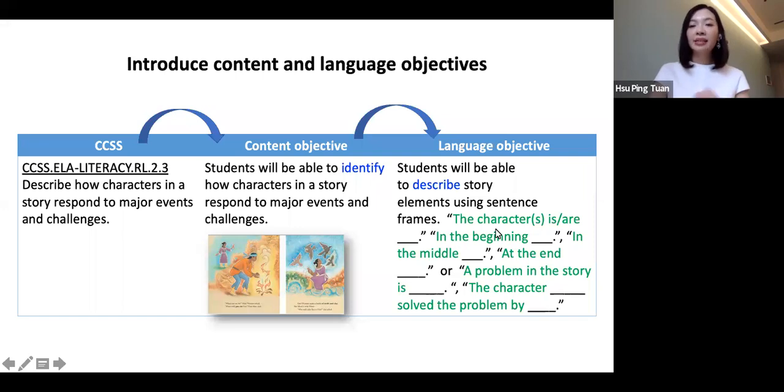The first one is "The characters are." This sentence frame helps students describe who the characters are. And the sentence frames including "in the beginning, in the middle, at the end" are used to help students identify the major events and describe them. As for the last two sentence frames, "A problem in the story is" and "The character solves the problem by," these sentence frames help students describe the problem and the solution, right?